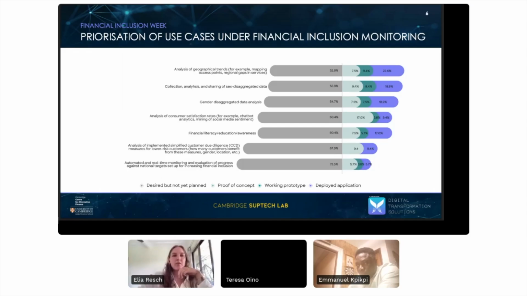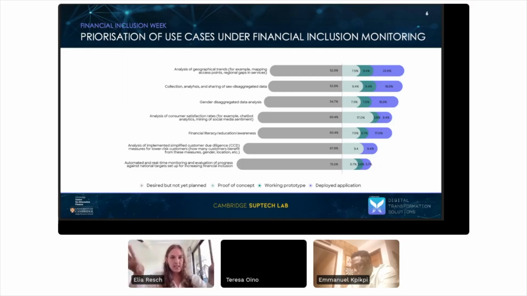And we also see that roughly around 30% of authorities are prioritizing ways to monitor financial literacy initiatives and consumer awareness, as this helps supervisors evaluate if awareness campaigns are reaching the right groups and whether vulnerable consumers actually understand the products available to them.